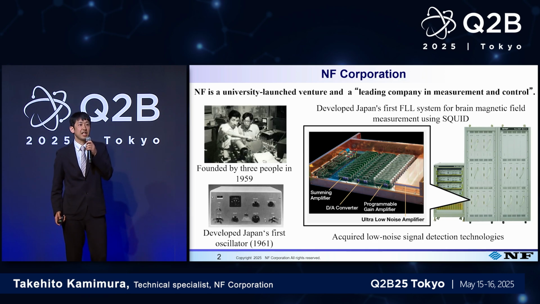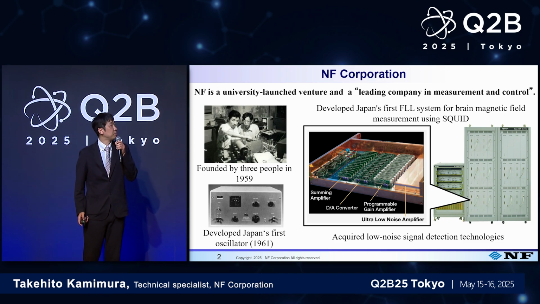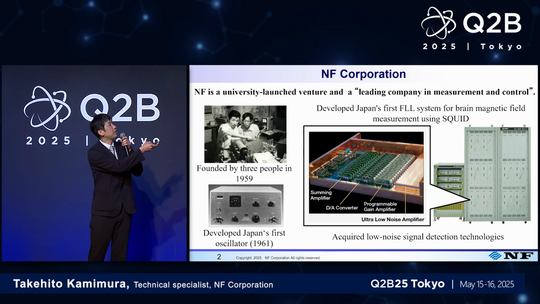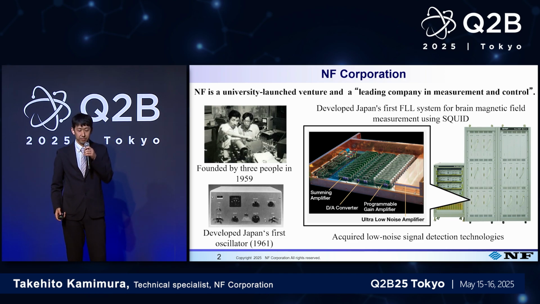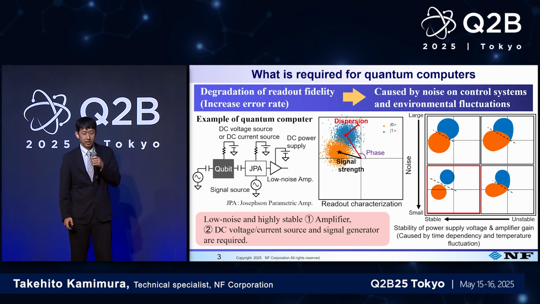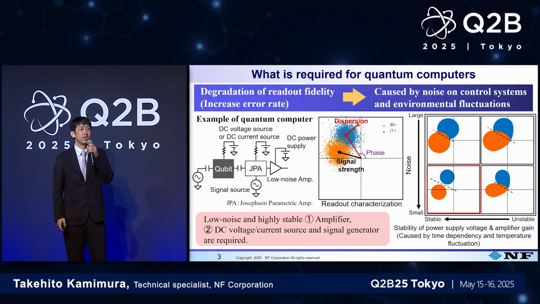In 1961, the first oscillator was created by our company for the first time in Japan. So we are very good at low noise signal detection technology. One example is Japan's first FLL system for brain magnetic field measurement using SQUID. So low noise amplifiers and low noise detectors were developed at that time.